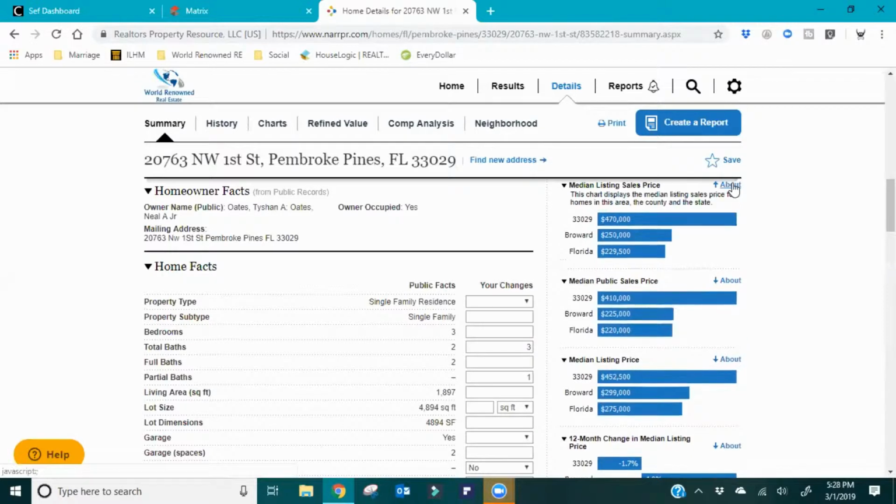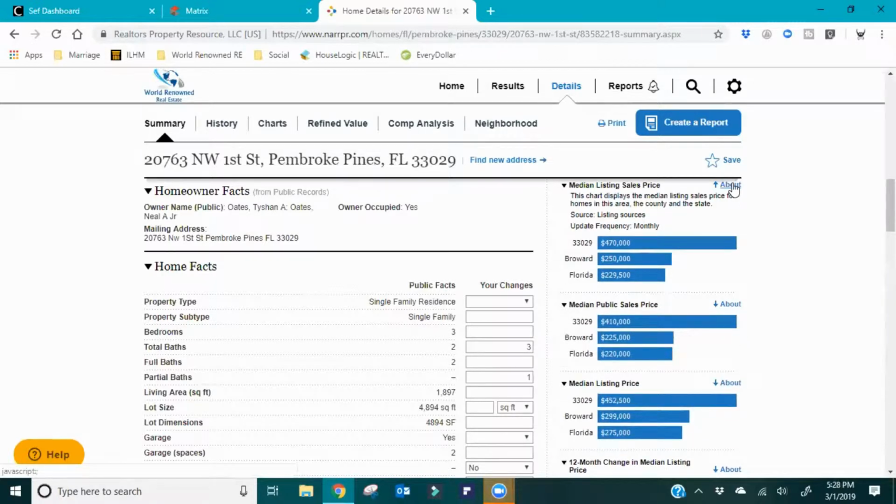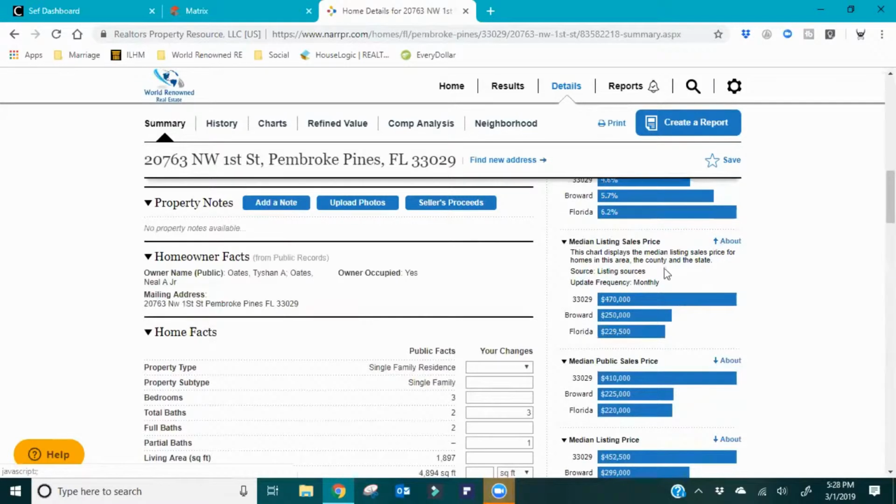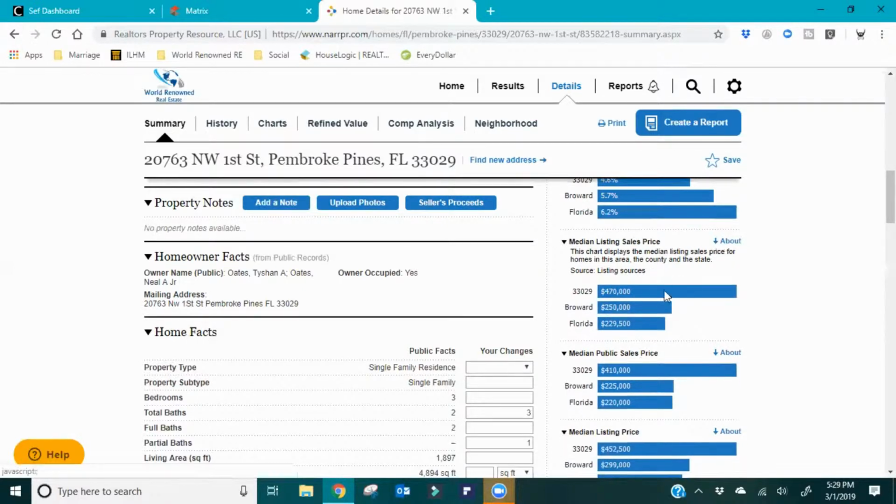Even if you clicked it down, I don't think this is something many of us as users are aware of. But if you look at it right here, what this is saying is that this is the median sales price for properties that have been listed in some type of listing source. And that's usually, in our minds, the MLS. So in this zip code it is 470.